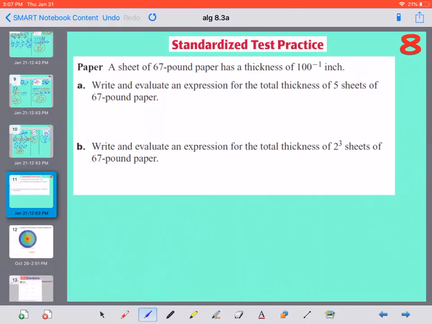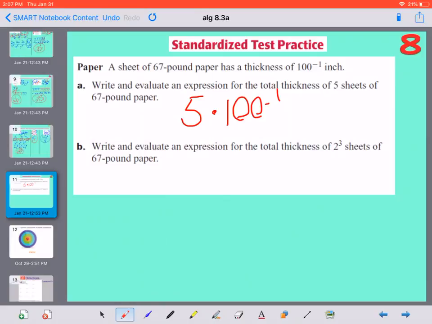Alright, last problem says a sheet of 67-pound paper has a thickness of 100 to the negative 1 inch. Write and evaluate an expression for the total thickness of 5 sheets of 67-pound paper. So we're going to have 5 of these sheets, and we're multiplying, so we can see 5 times 100 to the negative 1.